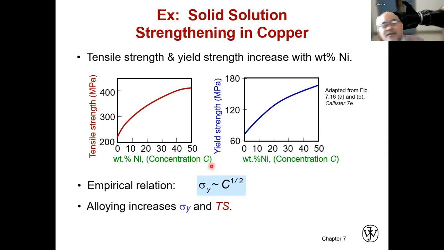From here, the empirical relation of the yield strength as a function of concentration is that the yield strength is proportional to the square root of the concentration. The alloying process increases the yield strength and the tensile strength. So it is harder for this alloy to break.